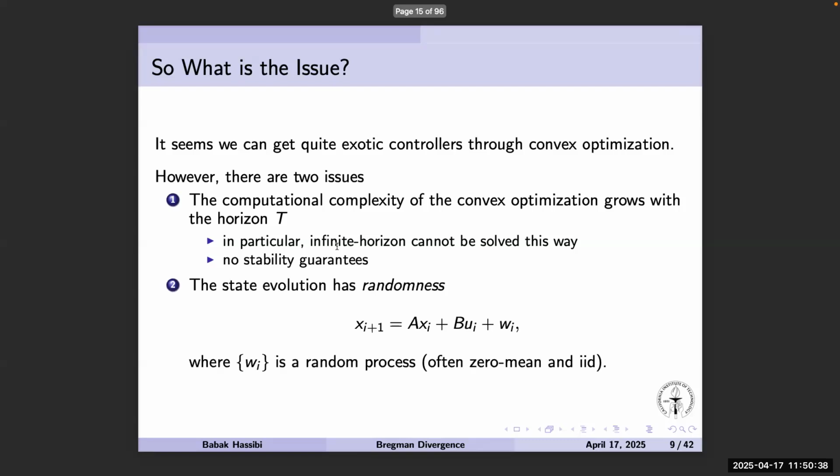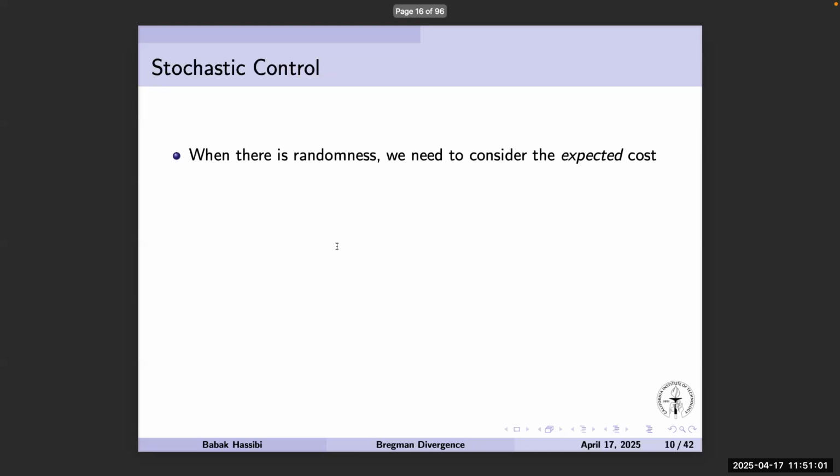But the more important question, and what I want to focus on, is that the state evolution, the systems, typically have some kind of uncertainty. In this talk, I'll assume they're random. As soon as there's randomness here, we can't really do what we did earlier. We don't have a deterministic optimization anymore. So when there is randomness, you have to look at the expected cost. Again, if we're living in the stochastic framework, there are other ways to look at it too, for another talk maybe. So we're going to look at the expected cost.